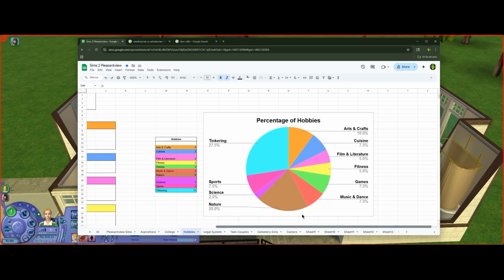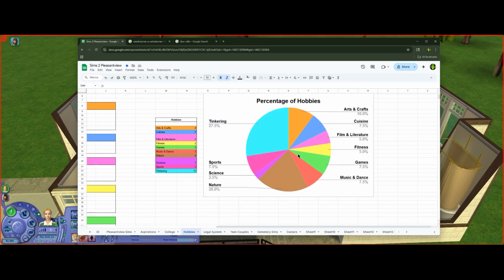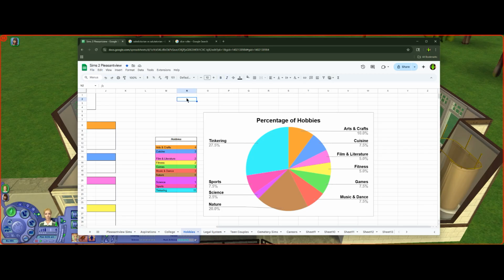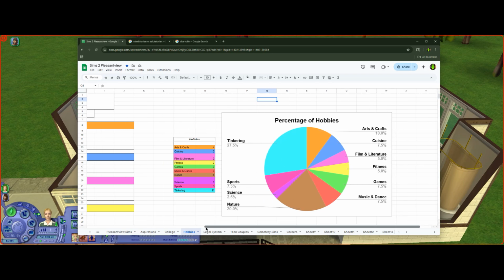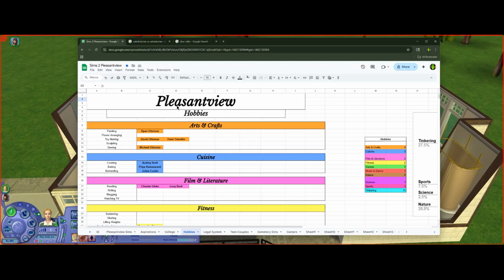But if we come over to the right here, we have another chart, and I've been having fun making charts for all my Sims and stuff. I have my hobbies thing, and this is the list of all the hobbies in The Sims 2 that my Sims could have, and this is the number of Sims in each hobby. So I like to see what percentage of my Sims so far are in each hobby, and of course, it looks like tinkering is the one with the most percentage. So most of my Sims in Pleasantview love tinkering, and it looks like it's nature as well. So I can't wait to see how that changes as time goes along. But anywho, this is my hobbies tab.